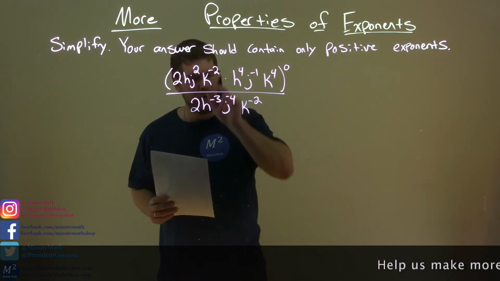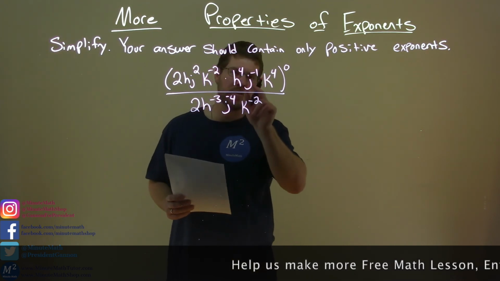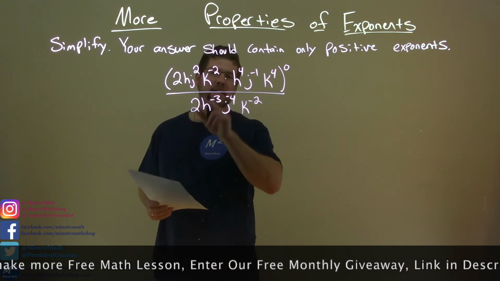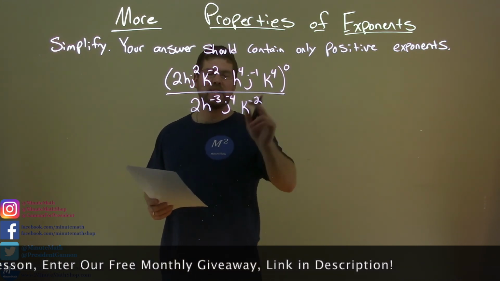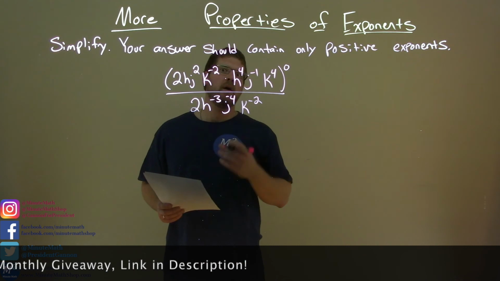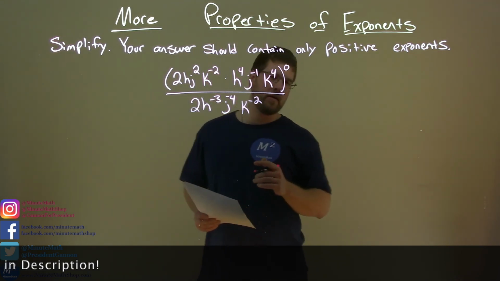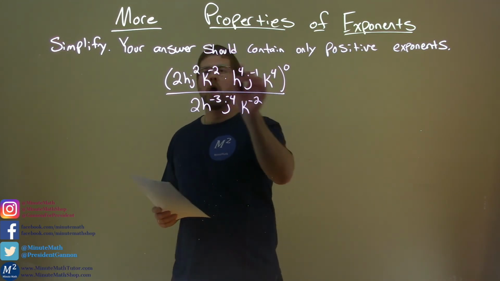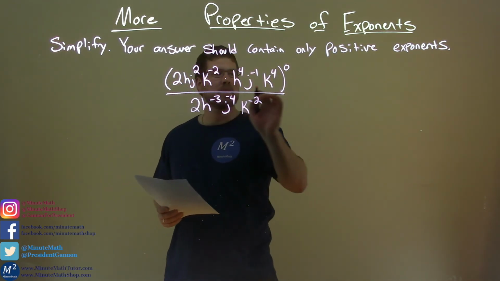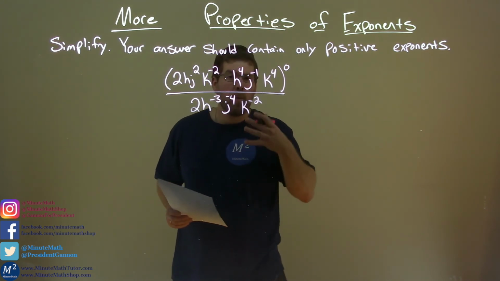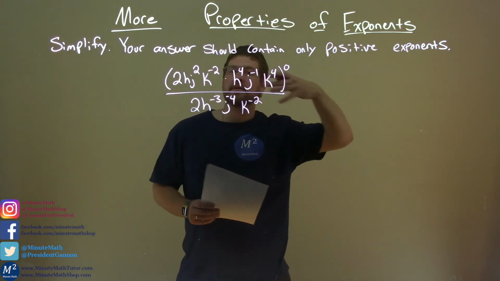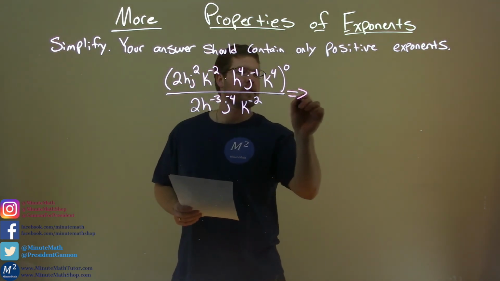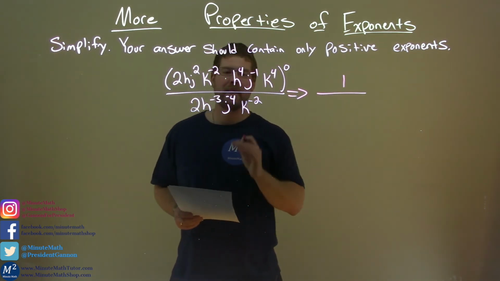2h j squared k to the negative 2 times h to the 4th j to the negative 1 k to the 4th, all to the 0 power, divided by 2h to the negative 3rd j to the negative 4th k to the negative 2nd power. What a doozy. Well, one thing here I'm noticing from the beginning, before you start diving in, let's do something simple. All of this whole numerator basically is raised to the 0 power. What is anything raised to the 0 power but 1? So this whole thing just becomes a 1 in the numerator.